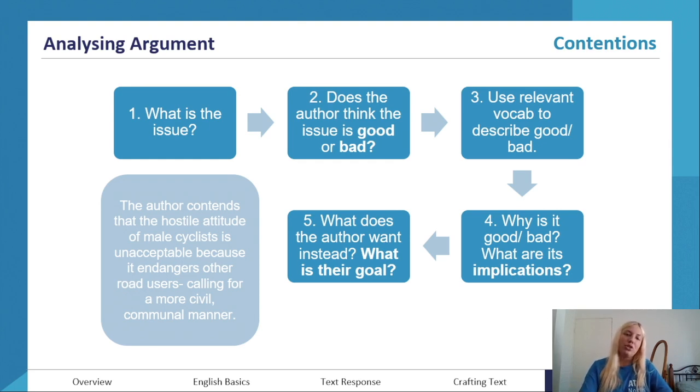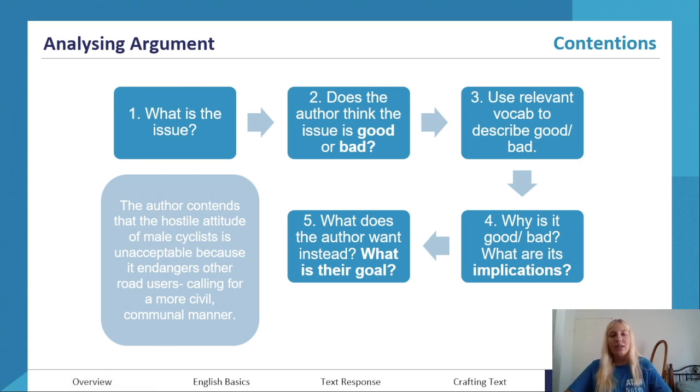It should briefly mention what the issue examined by the author is, whether the author thinks that issue is good or bad, with a better term, usually an adjective term, to describe it. It should also give the main reason as to why they think it's good or bad, and what the author wants done. What is their point, their purpose of writing this piece?